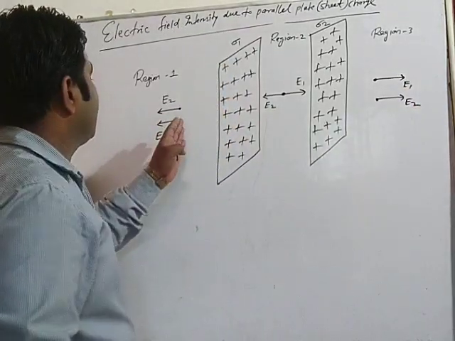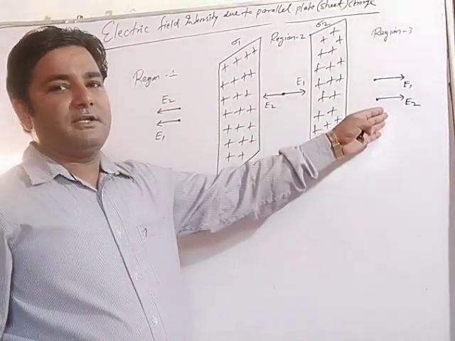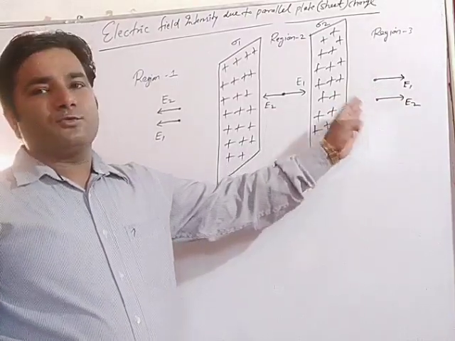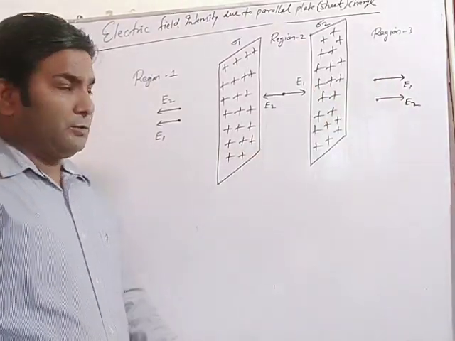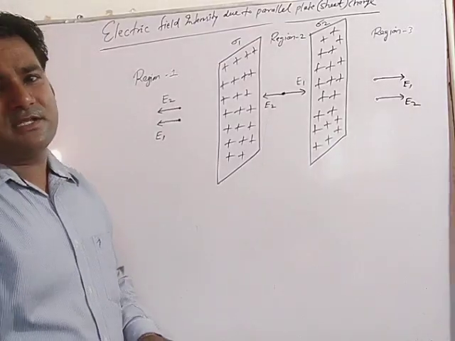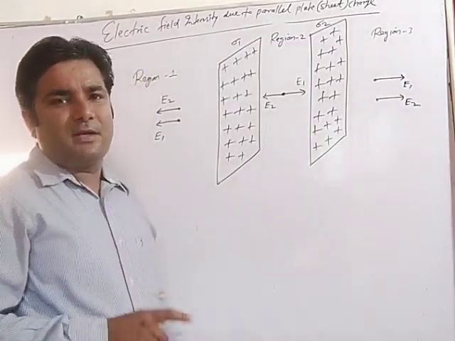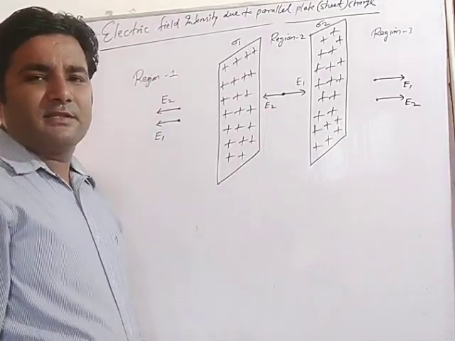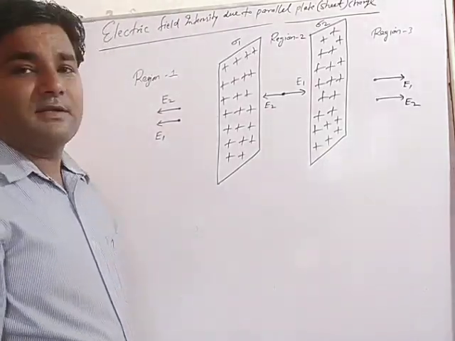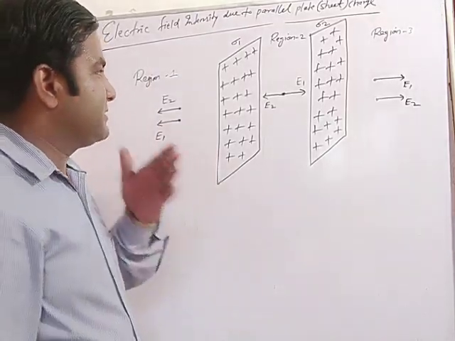In region 1, E1 and E2 are both towards the left, and in region 3, the directions of E1 and E2 are towards the right. So we calculate the electric field intensity from the previous formula, sigma upon 2 epsilon naught. And the unit vector n cap represents the direction of the electric field intensity.